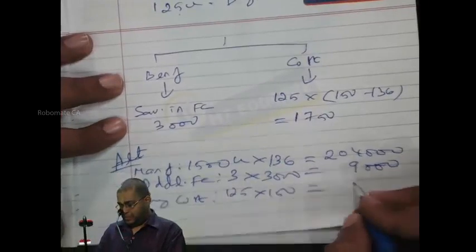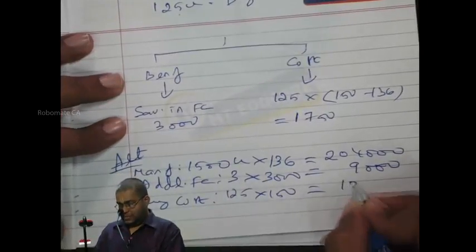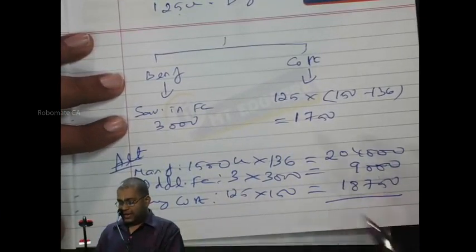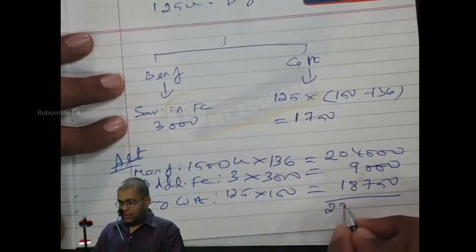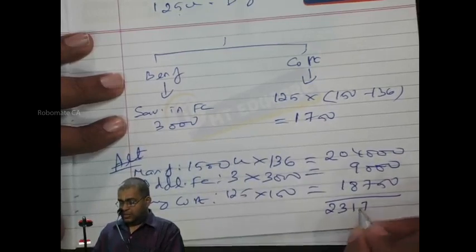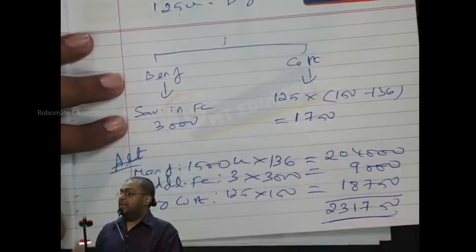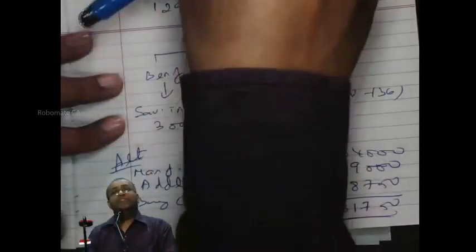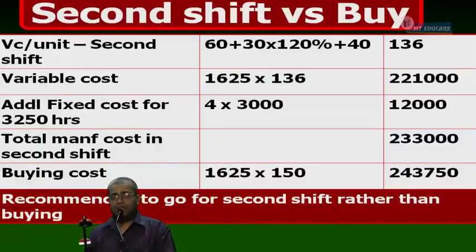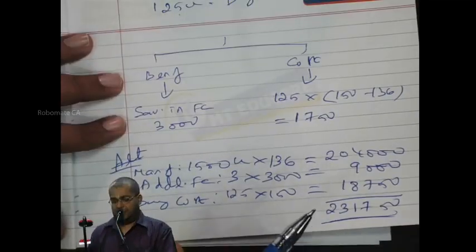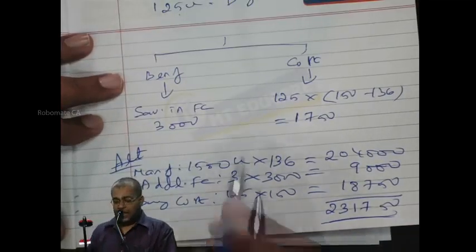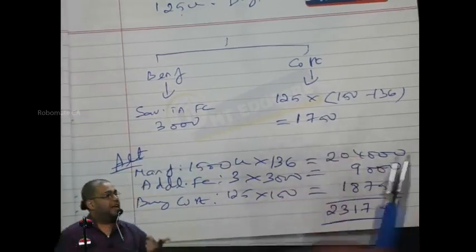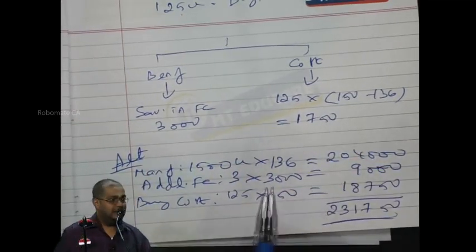Tell me. 18,750. Tell me the total cost here. 2 lakh 31,750. In the alternative solution, the cost is how much here? 2 lakh 33,000. But we can do it in what? 2 lakh 31,750. Tell me what are savings in cost? 1,250. Nothing but 3,000 minus what? 1,750 is what? 1,250. Up to this, are you following what I am saying?